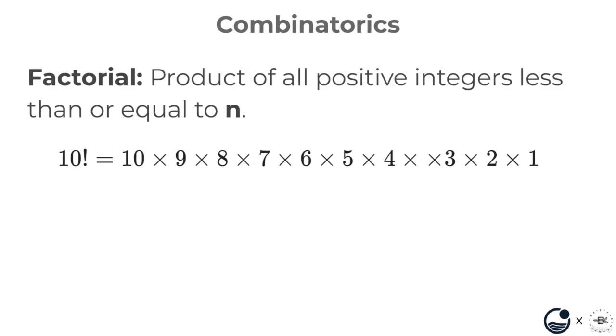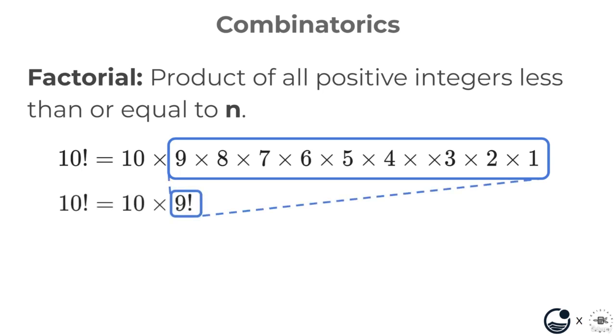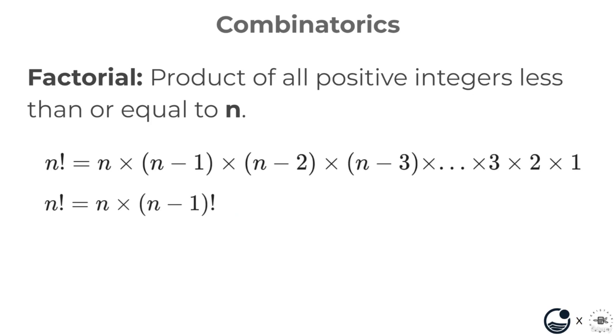So if we actually think of factorials, there's this really interesting property that shows up. If we have 10 factorial, notice it's 10 times 9 times 8 times 7 and so on. But we could grab everything past 10 and realize that's actually its own factorial. So everything there is actually equal to 9 factorial. So that means 10 factorial is simply equal to 10 times 9 factorial. Or if we were to generalize this, it would be that n factorial is equal to n times n minus 1 factorial.